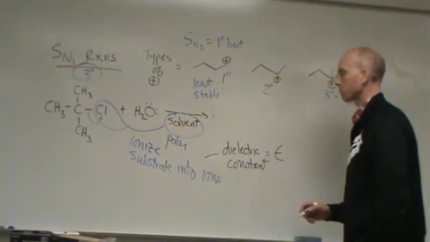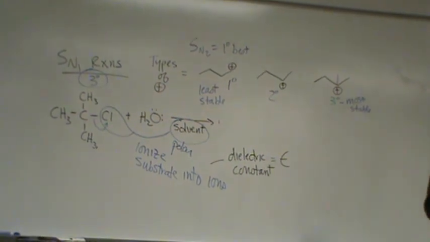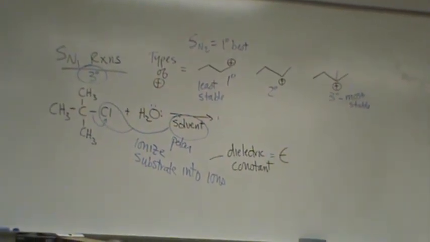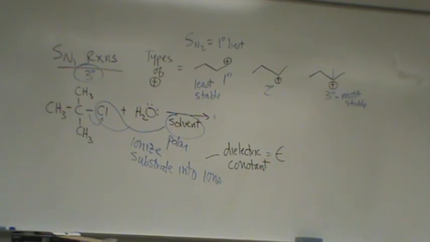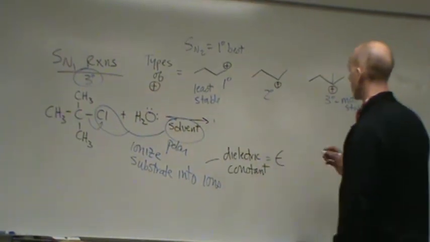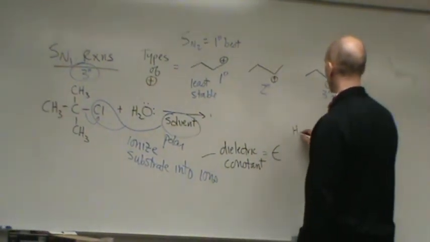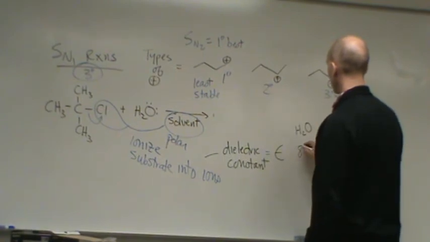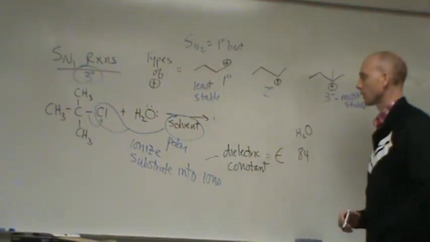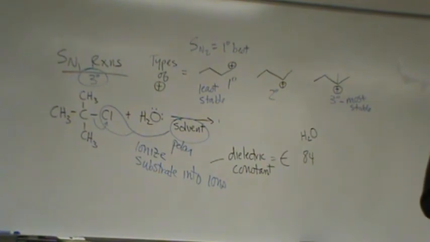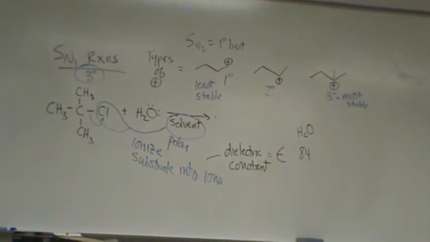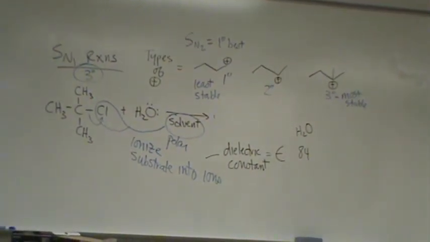And it has this symbol here, epsilon. To give you some examples of a dielectric constant, water has the highest dielectric constant of around 84. That's why it's sometimes called the universal solvent. So it's able to easily ionize things.